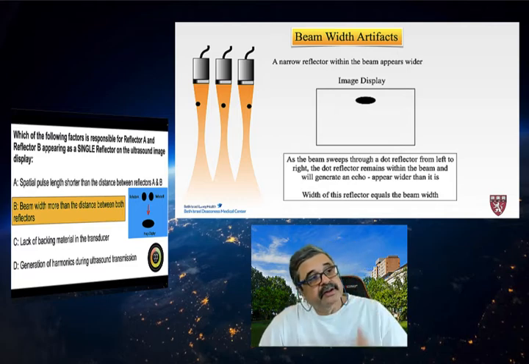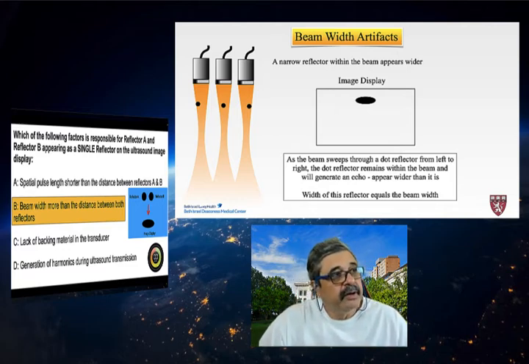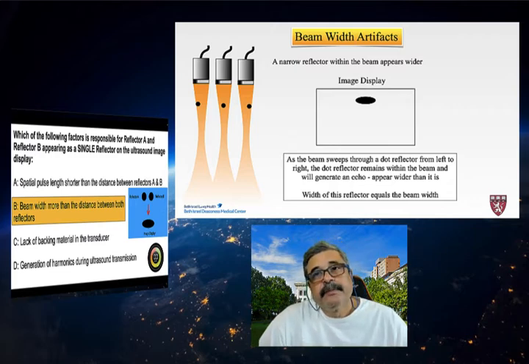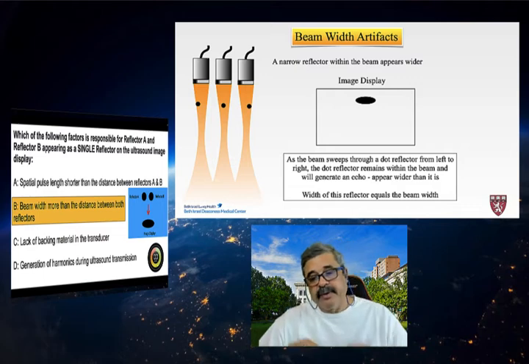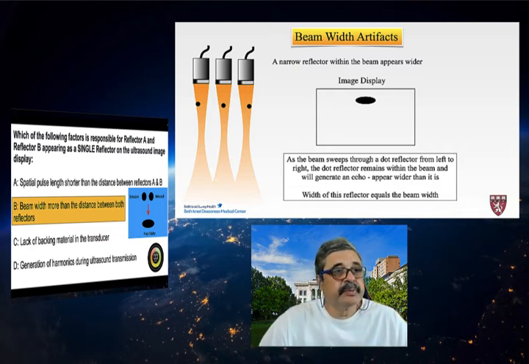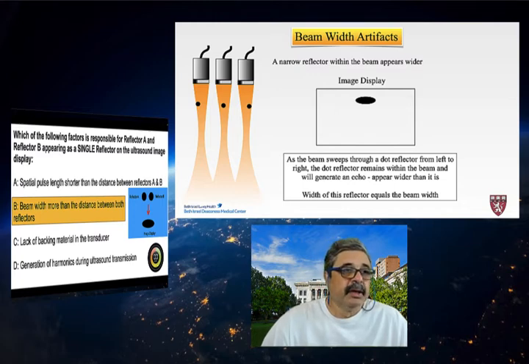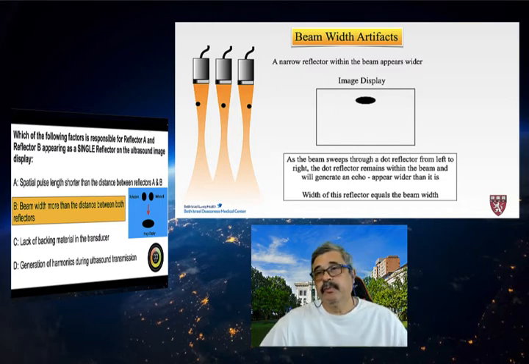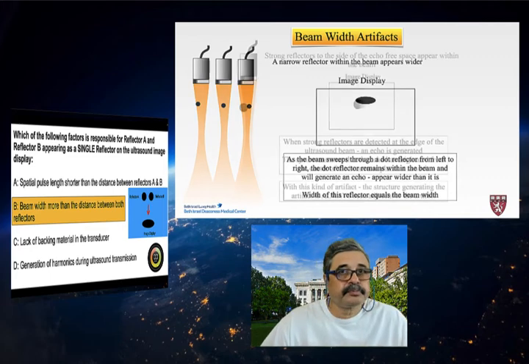And as you can see in this animation or graphic on the left side, one small circular reflector can appear as a flat reflector. As the beam sweeps through a dot reflector from left to right, the dot reflector remains within the beam and will generate an echo, appearing wider than it actually is. So the width of this reflector equals the beam width. That's what it comes down to.